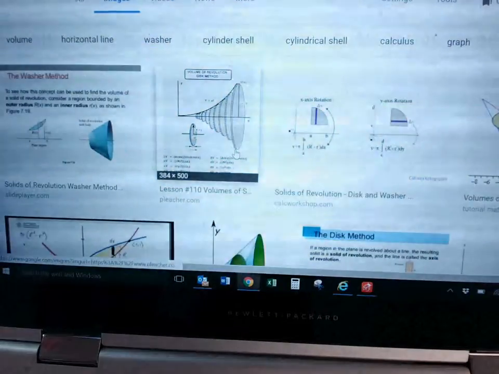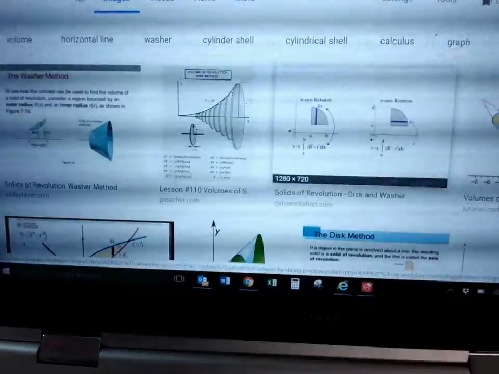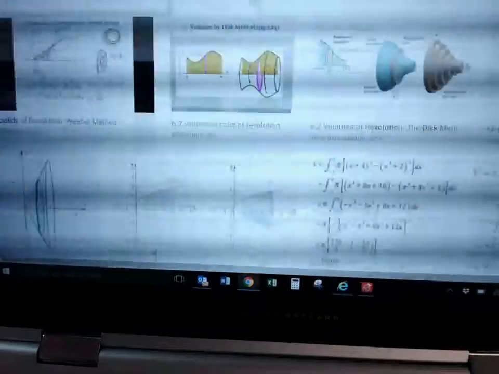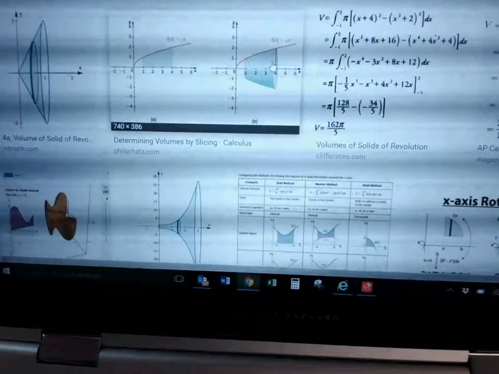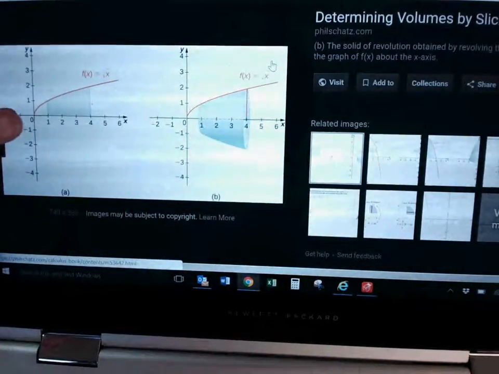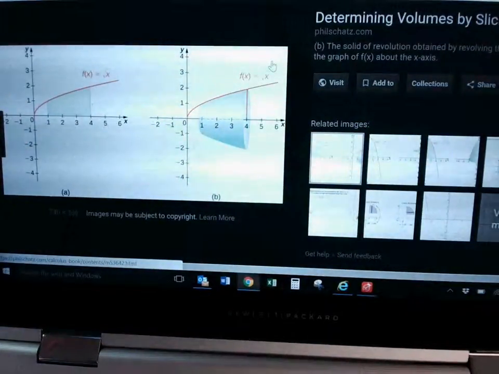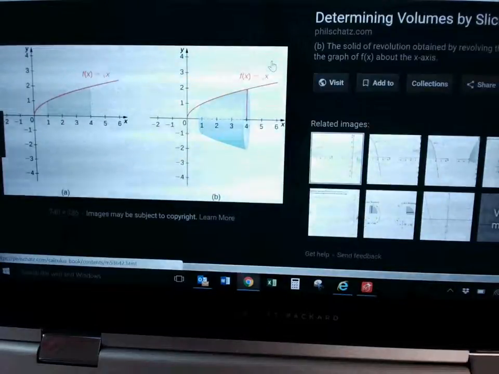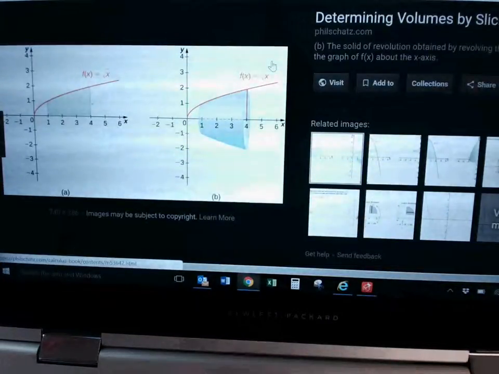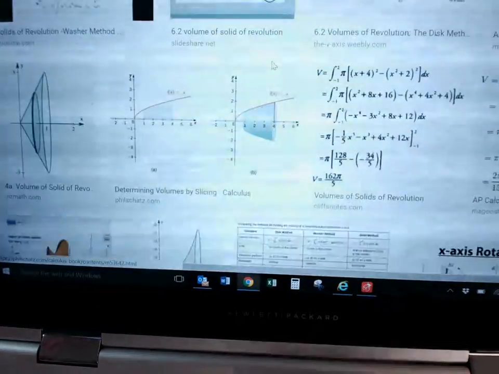Okay, let's look at another one. Okay, this one right here. So look, this is square root x. See how it's even shaded for you? And then that's if you spin it, then it would be like a three-dimensional solid. 100 multiplied by 4. That won't work. Good idea, though. Okay, let's do another one.